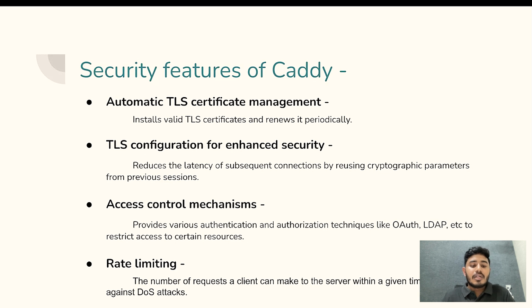Then it also provides rate limiting as discussed. Rate limiting is the number of requests a client can make to the server in a particular amount of time. This obviously protects us from denial of service attacks. When a hacker tries to send multiple requests simultaneously, it will identify the attack, and it will limit the rate of the particular request.